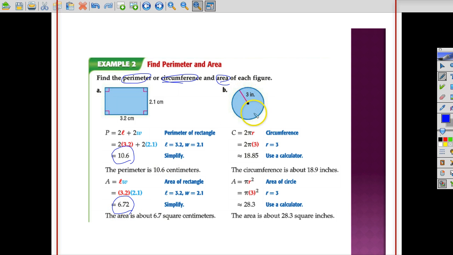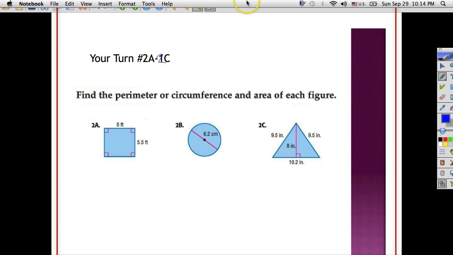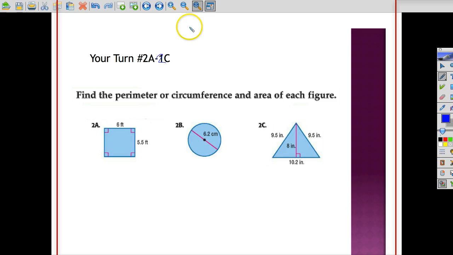For a circle, circumference is 2 pi r, and r is the radius, here 3. So 2 times pi times 3 is 18.85. The area of a circle is pi r squared, so pi times 3 squared, and you get 28.3. Here's your turn, 2A through 2C. Go ahead and pause your video and do those three problems. You can look back in the textbook if you want to find those equations, or you can look back on this video as well.